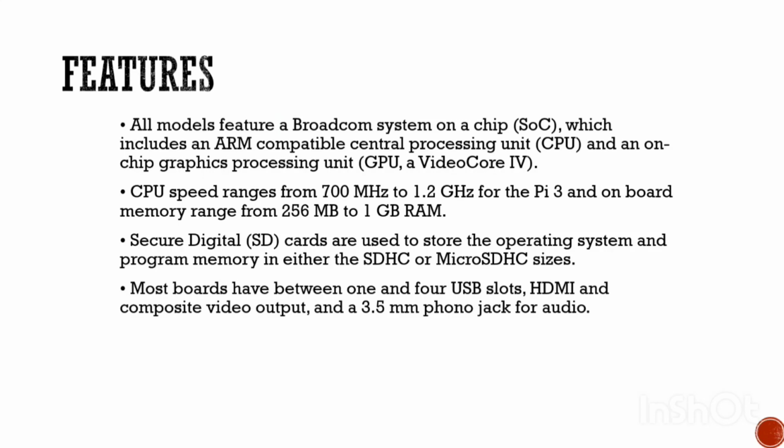Features. All models feature a Broadcom system on a chip, SoC, which includes an ARM compatible central processing unit, CPU, and an on-chip graphics processing unit, GPU, a VideoCore IV. CPU speed ranges from 700 MHz to 1.2 GHz for the Pi 3, and on-board memory ranges from 256 MB to 1 GB RAM.